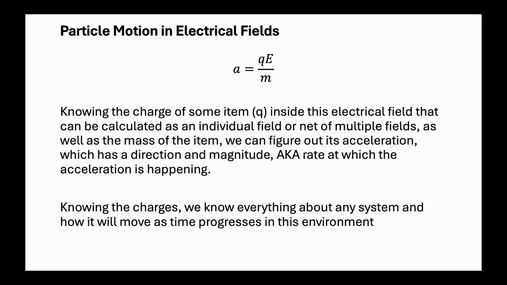Knowing the charge of something inside this electrical field, which can be calculated as an individual field or a net of multiple fields, as well as the mass of the item, we can figure out its acceleration at any given point in this electrical field. And this has a direction and a magnitude, also known as the rate at which the acceleration is happening. Knowing the charges, we know everything about the system and how it will move as time progresses in this environment.